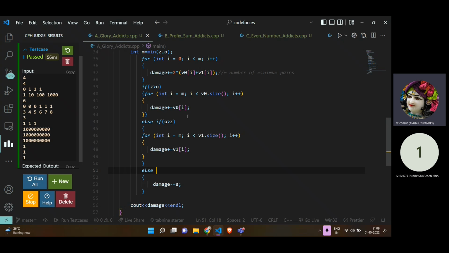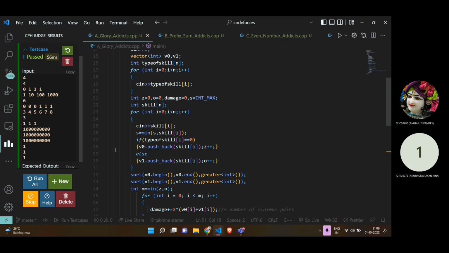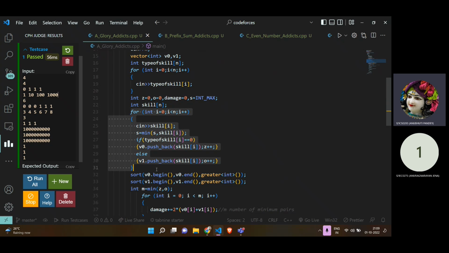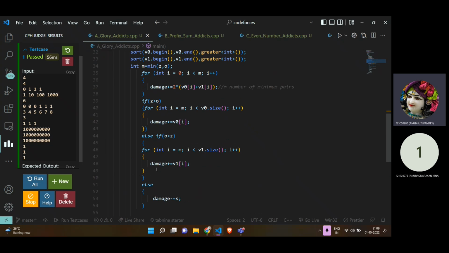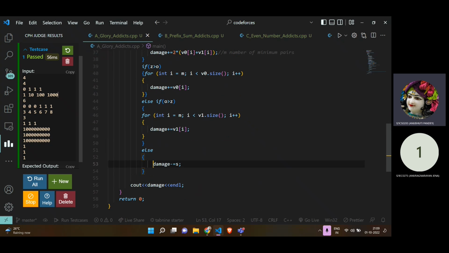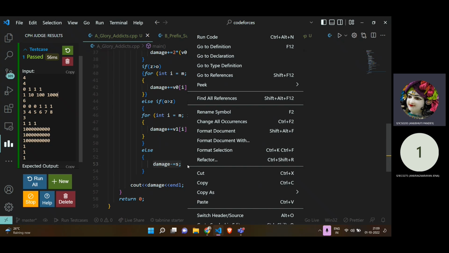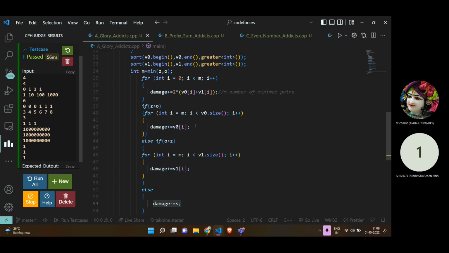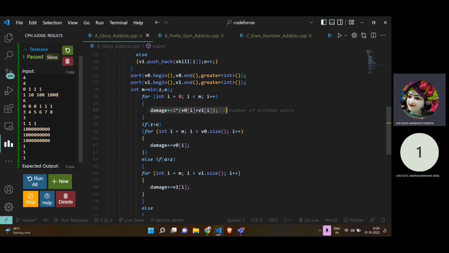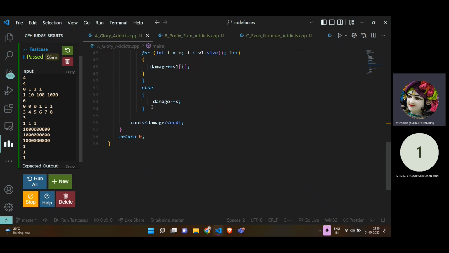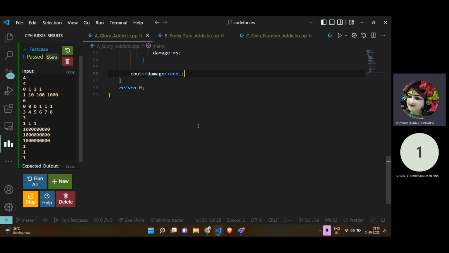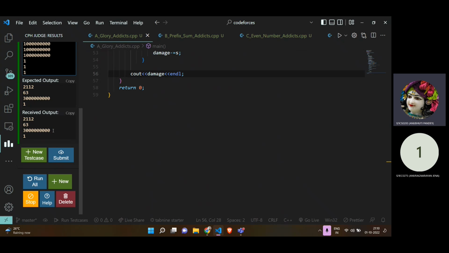So as we found the minimum skill while taking the input, we can use it here, and we can just subtract this from the whole damage. As here we have taken 2, we have added it 2 times. So here we'll subtract it once. And yes, then we get our answer. This is the total maximum damage which the hero can give.